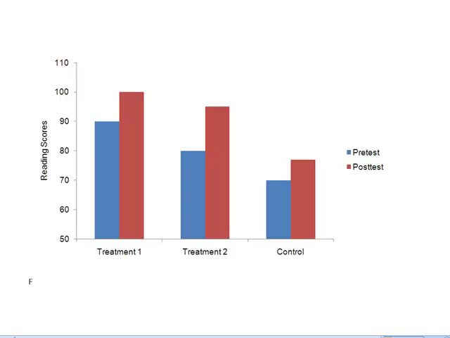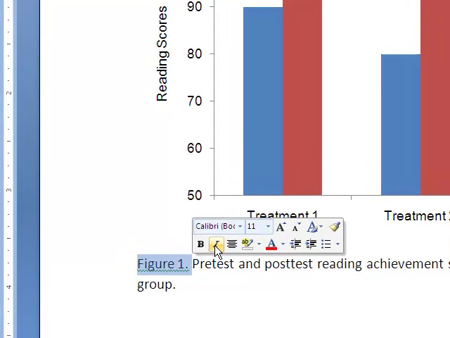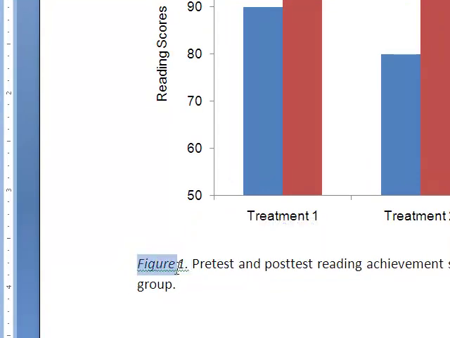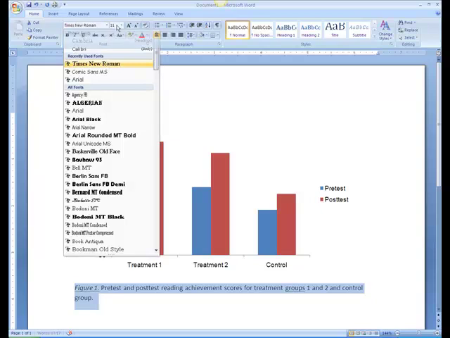Let's call our figure Figure 1, pre-test and post-test reading achievement scores for treatment groups 1 and 2 and control group. Italicize the first part and make the entire caption Times New Roman 12-point font.